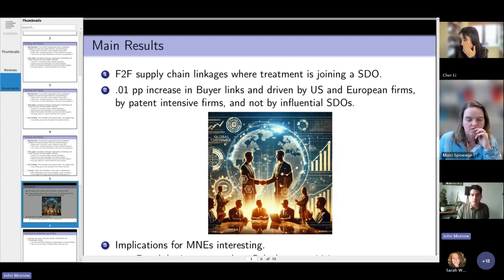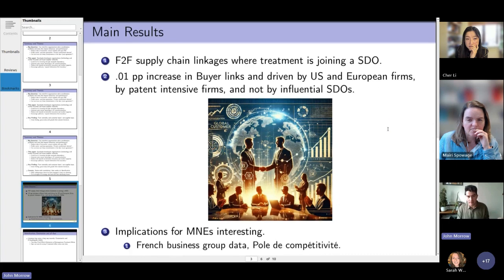That's really interesting because of lots of implications for MNEs. Because if I'm part of a business group or a multinational enterprise, and I have a foreign owner, well, then I'm probably already in the club. So I'm already having these benefits. And one way I could push some of your extensions is looking at French firm data. There's French business group data.